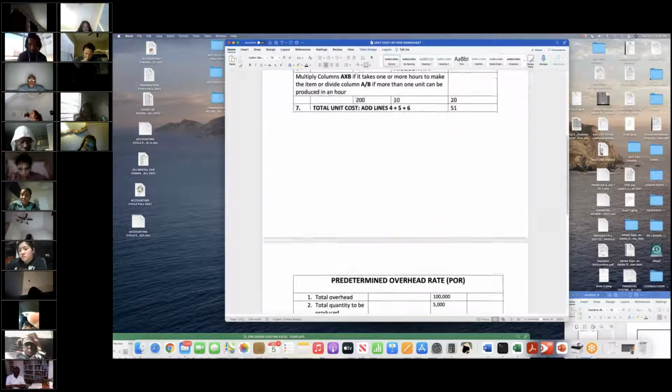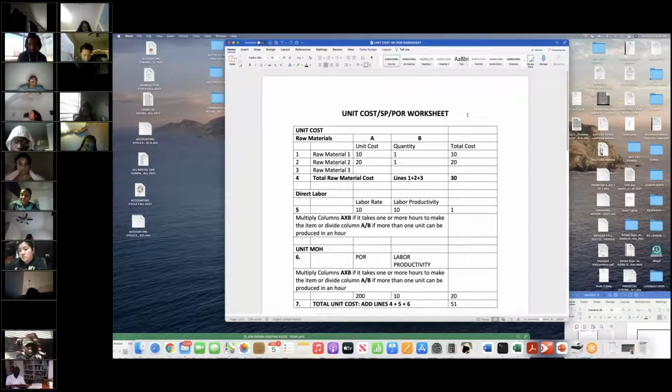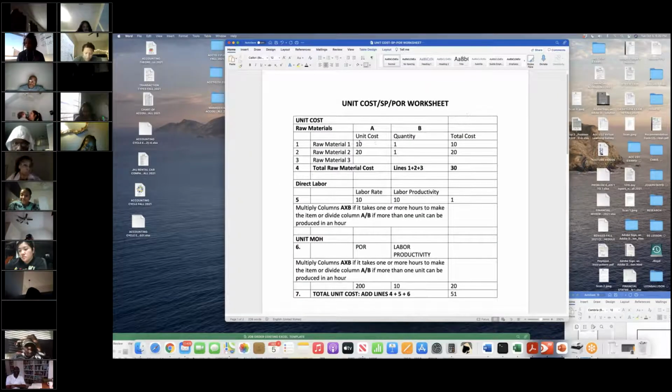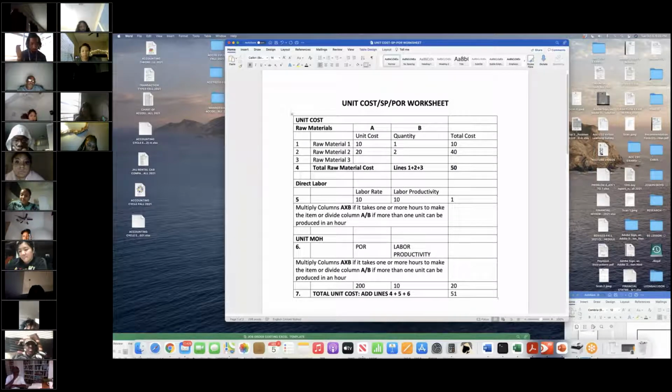We have more people, but not everyone. So in this case, when we get ready to do the quantity, we said it was going to take what? 2 ink cartridges, correct? Correct. So this number becomes what? 40. And so our raw material cost is 50. Any questions?